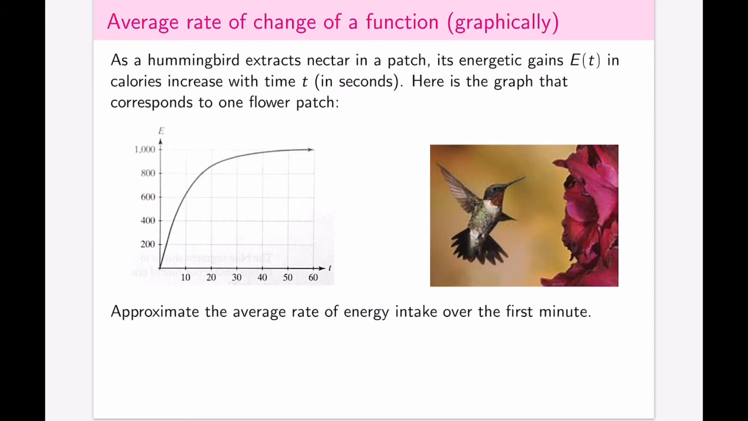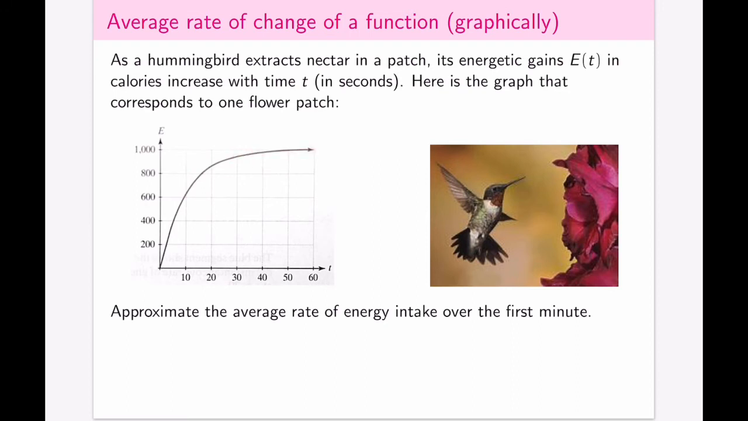Here's the graph that corresponds to one particular flower patch. You will notice the actual shape of the graph is familiar, and it looks kind of like a linear hill function. It also makes sense in the context. At the beginning, when the bird just arrives to the flower patch, there's a lot of nectar to be gathered, and so at the beginning, there is a large increase in the energetic gain as it gets all the sugar from all the flowers. But then the bird slowly ends up running out of flowers that are still available for picking, and the energetic gains actually level off.